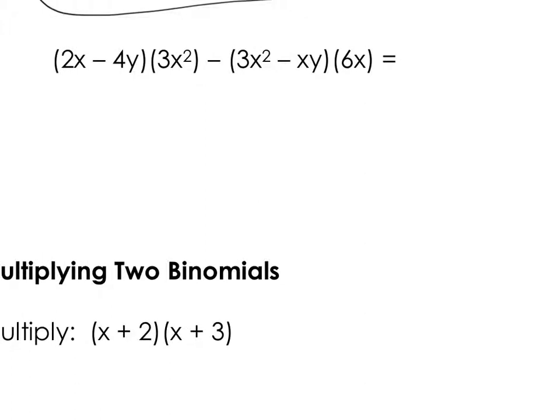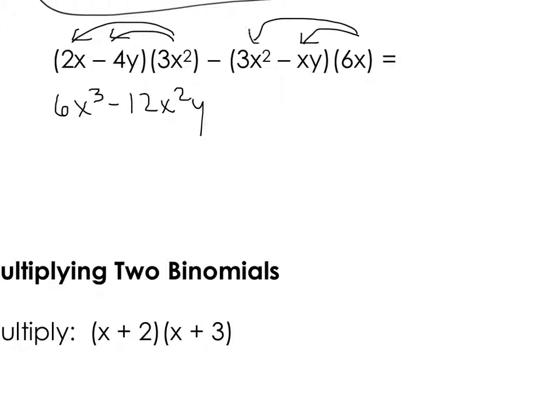Let's multiply by 3x squared. We have to multiply both terms by 3x squared. 6x cubed minus 12x squared y. Now let's multiply both terms here by 6x. We have to be very careful with these signs though. I'm going to leave that minus sign outside the parentheses and deal with the 6x first. That gives us 18x cubed minus 6x squared y.